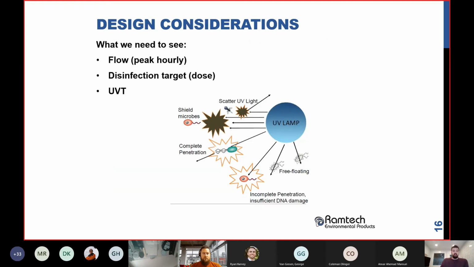When I am sizing a system, I want to know what the peak hourly flow is. I want to know what the disinfection target is. So if you're looking at less than 200 fecals, for example, you can tell me that, and then what your process is. And based on the UVT, I will calculate what dose is required to meet that. And I can let you know what that is, and you can put that in your spec.